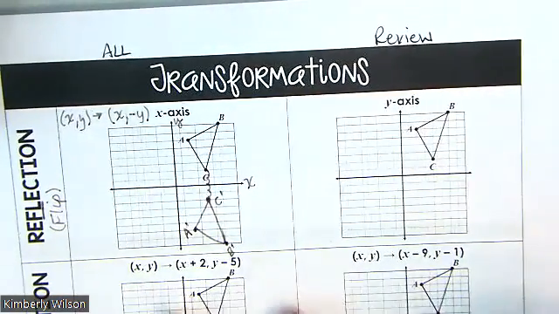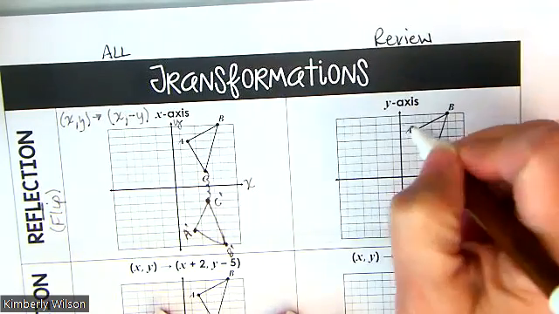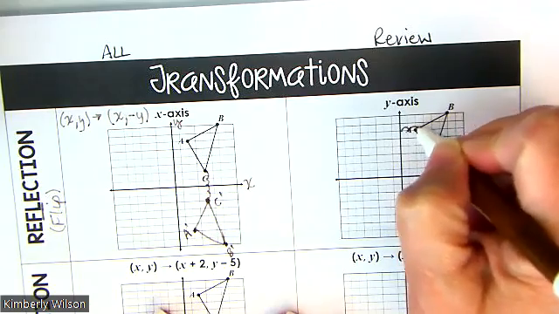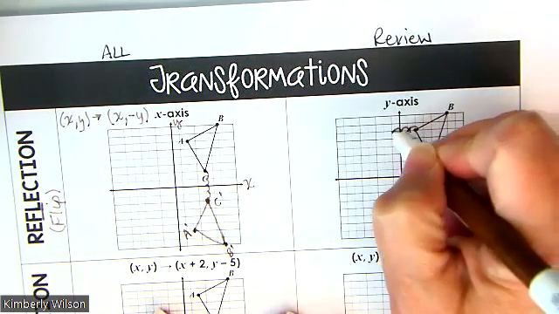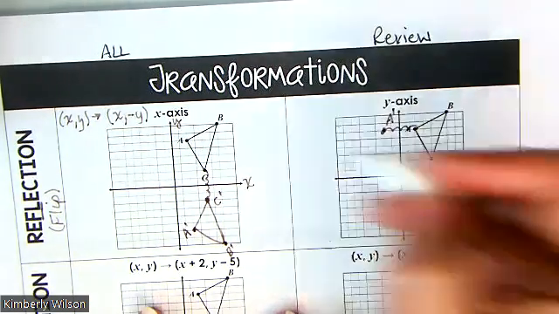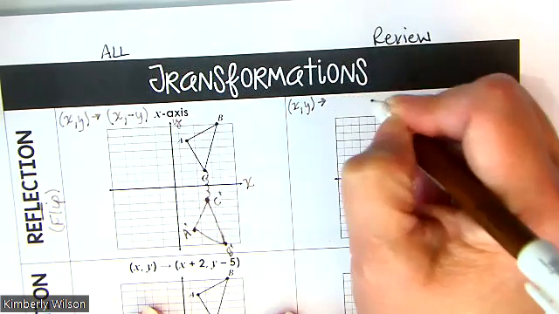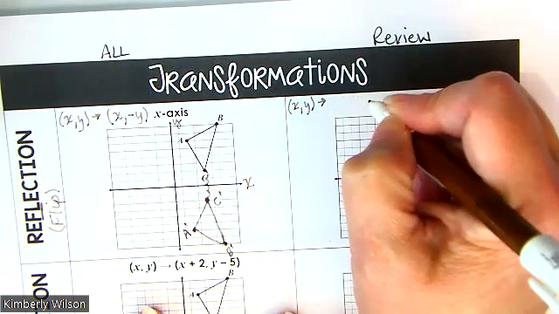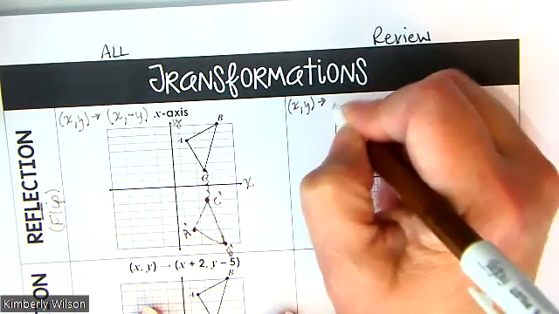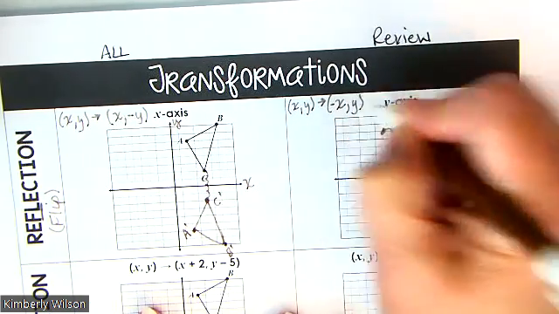Okay, so there's the x-axis, and now we have the y-axis, which means I'm going to start with A since it's closest to the y-axis, and it is 1, 2 to the right. So I'm going to go 1, 2 to the left, and there is A prime. And remember that our algebraic rule, from the pre-image, which is the original, to the image, is where it's the negative x. It's the opposite x value. The y stays the same.